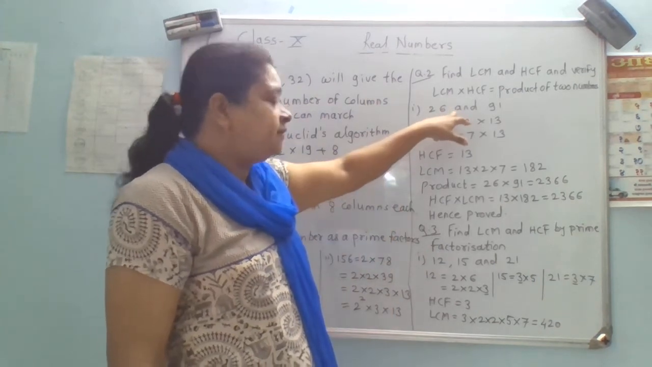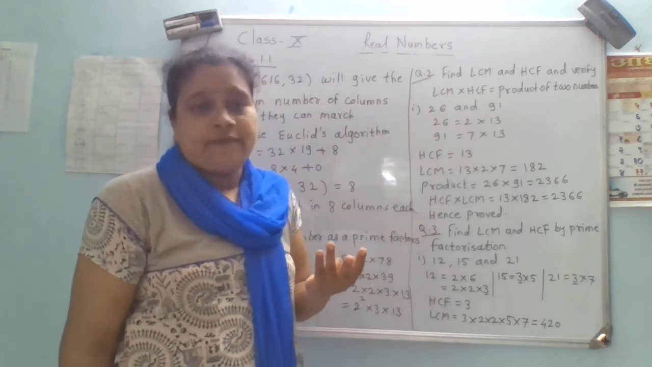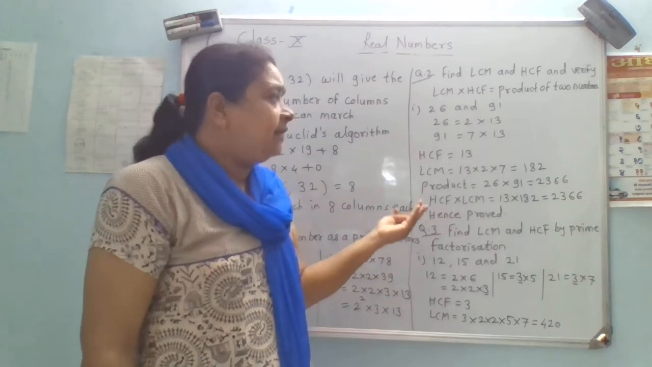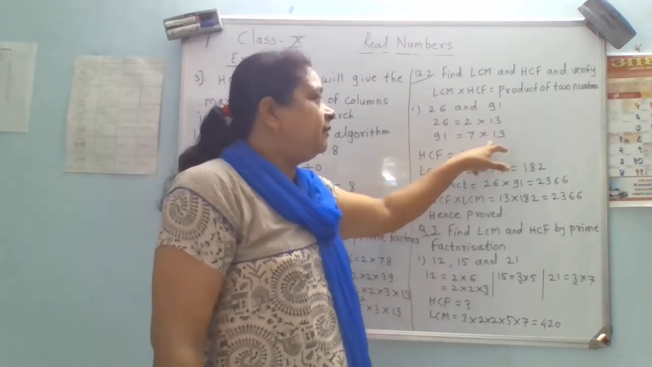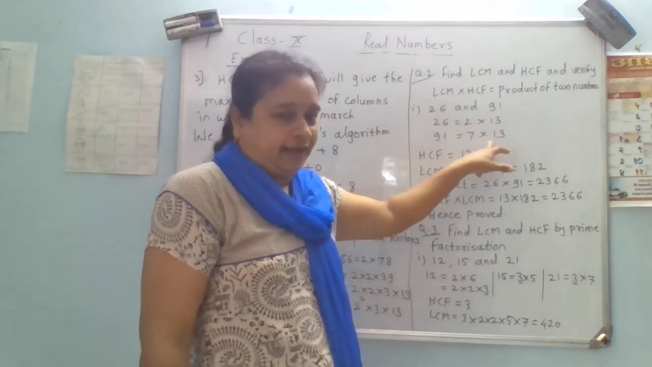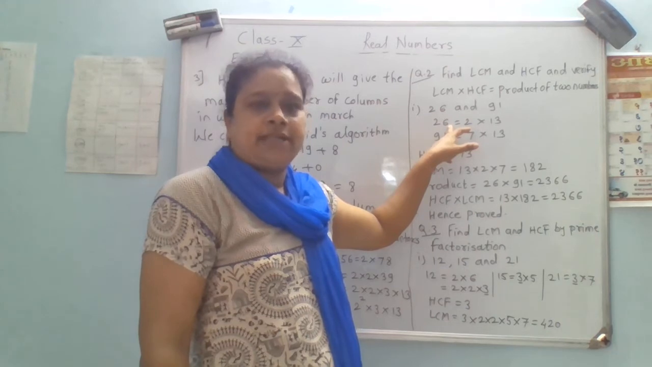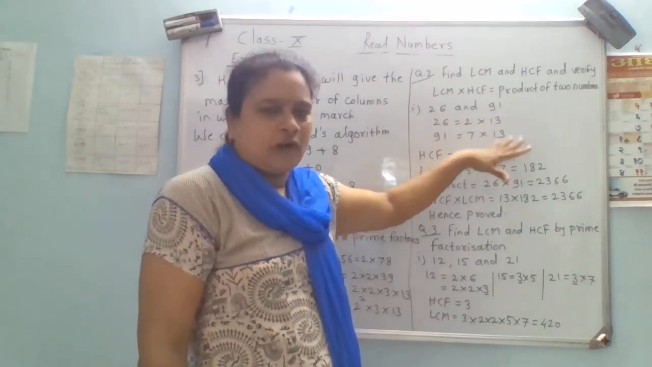The first question is 26 and 91. First of all, find the HCF of the given two numbers 26 and 91. Then find the LCM of the given two numbers. Then find the product of the two numbers. For finding the HCF, first of all write their prime factors. For finding the prime factors of 26, first divide by 2. Then we get the answer 2 into 13. Both are prime factors, stop division.